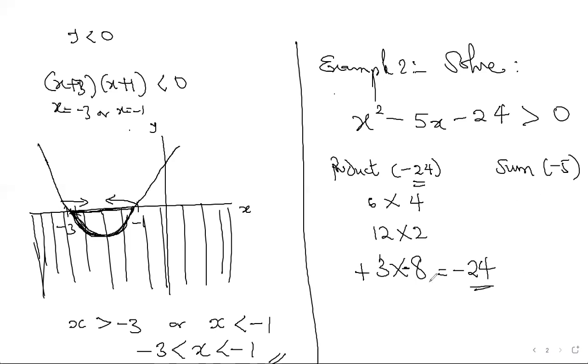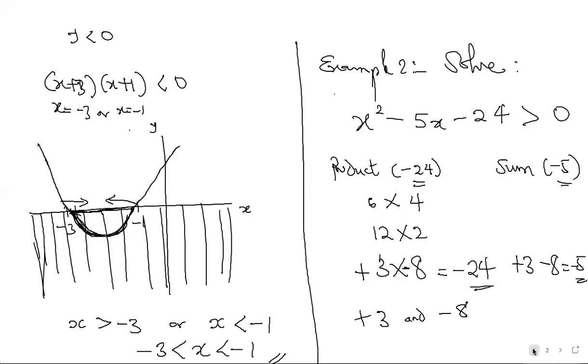Let's see if I'll get the sum. So plus 3 minus 8, will it give me -5? Yeah. So I got the sum as well. Now, the two numbers will be plus 3 and -8. So what I will do now is to replace this -5x with plus 3x minus 8x. So I'll have x squared plus 3x minus 8x minus 24, I think.